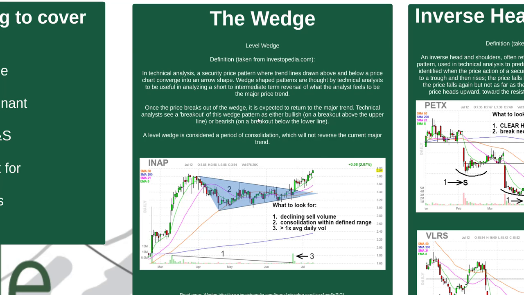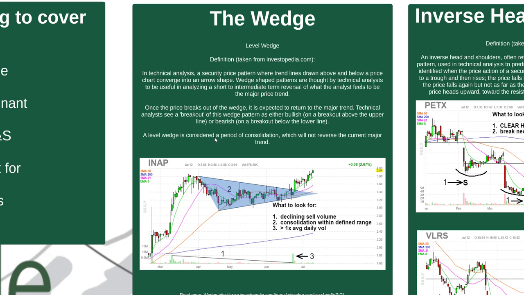But once the price breaks out of the wedge, it's expected to return to the major trend. Technical analysts see a breakout of this wedge pattern as either bullish on a breakout above the upper line or bearish on a breakout below the line. So this would be bullish on a breakout above that upper trend line and bearish on a breakdown below that lower trend line. So a level wedge is considered a period of consolidation, which will not reverse the current major trend.